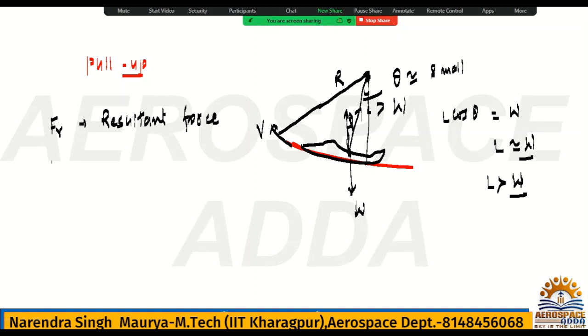So if I write the resultant force Fr in upward direction, L is greater than the weight, so I can write L minus W. That will be the resultant force in upward direction. Okay, yes or no?